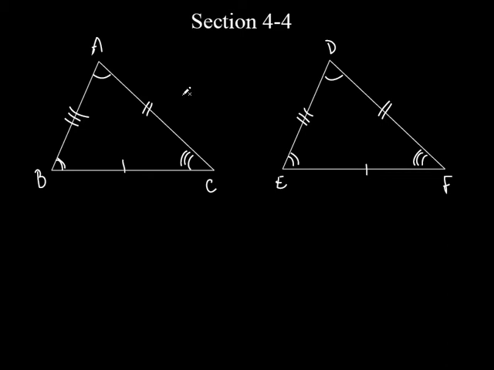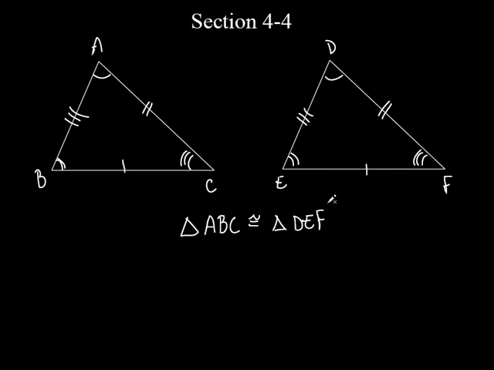There's 6 parts to a triangle. There's 3 what? 3 sides and 3 angles. That's right, that's 6. There's 6 parts of it. So if all 6 of these are equal to all 6 of these over here, then what can I say about these 2 triangles? What's my congruent statement here? Triangle what? ABC would be congruent to what? Triangle DEF.